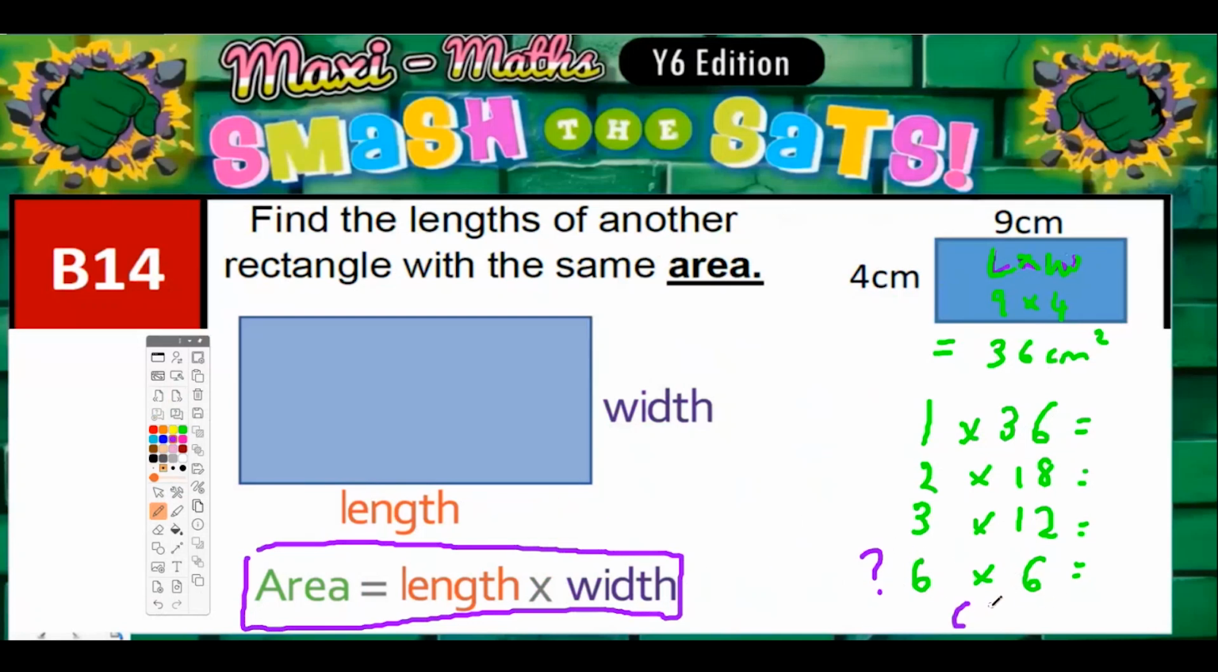That one would be a square, because if the length and width are the same, you generally don't refer to it as a rectangle, you refer to it as a square. So I'm going to cross that one out and just leave it as these 3 answers, because they all make 36 and they all have a different length and a different width.